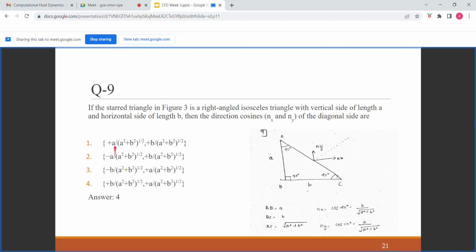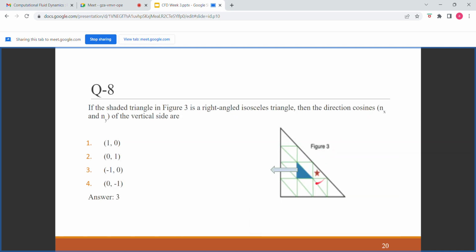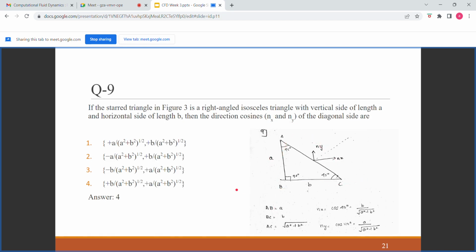In question 9, it is asked that if the starred triangle in figure 3 is a right-handed isosceles triangle with vertical side of length a and horizontal side of length b, then what are the direction cosines of the diagonal side. So basically this is the starred triangle, which is a right-angled isosceles triangle. These angles would be 45 and 45, since it is isosceles, and the right angle is 90 degrees. The vertical side is a and the horizontal side is b. This is the diagonal side for which they have asked the direction cosine. The outward normal would be in this direction.